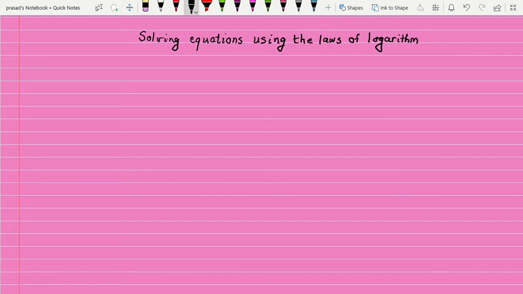Hello students, last time we have seen the laws of logarithm. Today let us see how to solve some of the equations using the laws of logarithm.